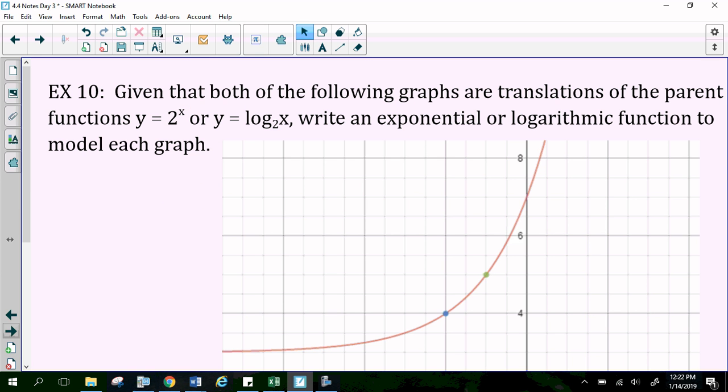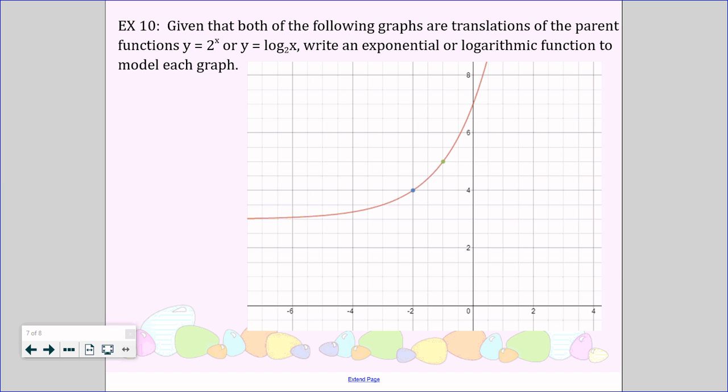Okay, now we are going to look at the graph and find what the exponential or logarithmic function is. So we're given that it's either a translation of y equals 2 to the x or y equals log base 2 of x. And then we are going to move that translation.